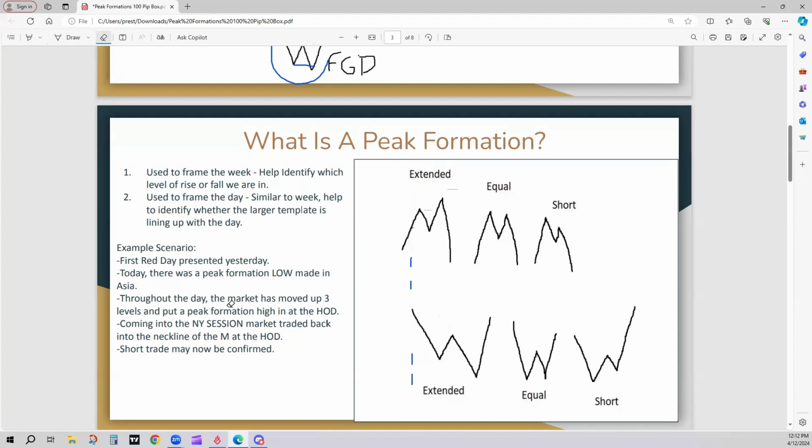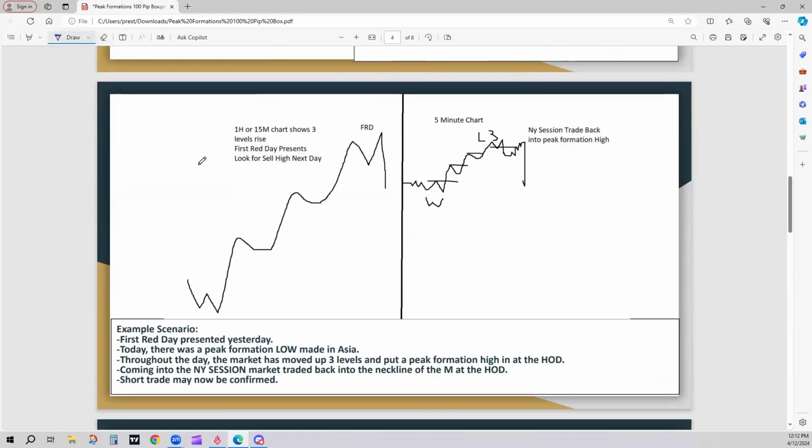Throughout the day, the market has moved up 3 levels and put in a peak formation high at the high of the day. Like I just said, coming into the New York session, market has traded back into the neckline of that M or W at the high of the day. Now I can take my short if it presents, like I said, in the session at a certain time of day. So this is that same exact scenario that I just saw from the previous slide. First red day, peak formation low was made in Asia. All right, so this is the 1-hour chart, 15-minute chart, right? Peak formation low. I've identified 3 levels up and a first red day.